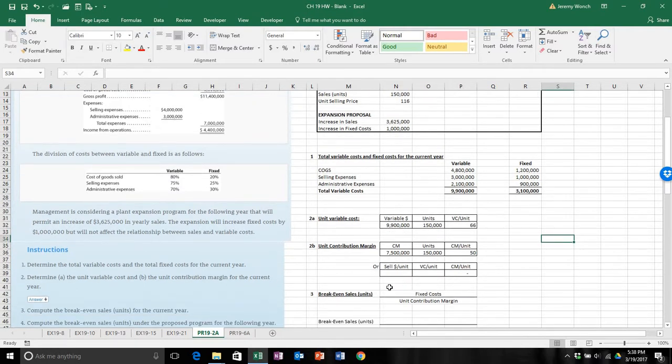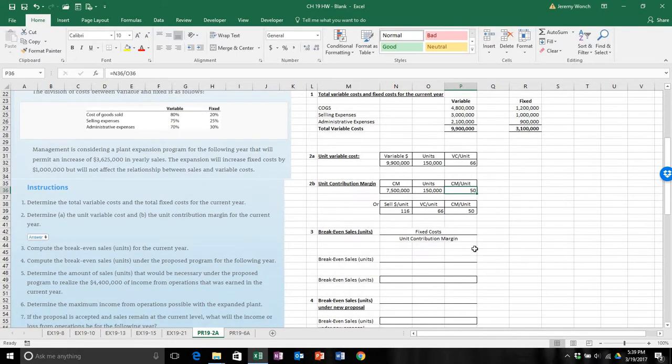It matches up. So we can also calculate the unit contribution margin that way. Back that up. If we take our selling price minus our unit variable cost, that also gives us $50. So same number, just two ways to get to it.